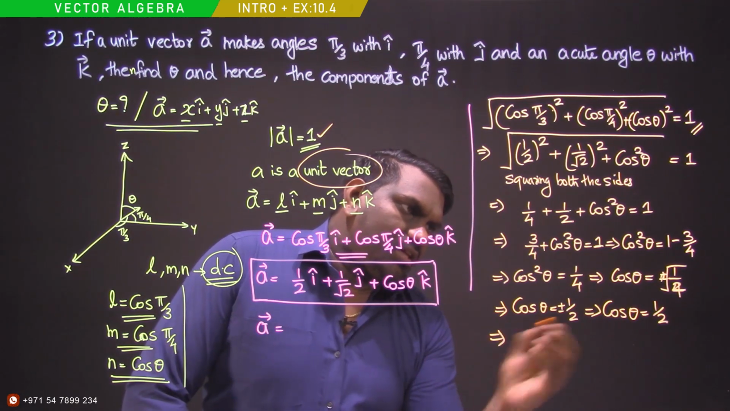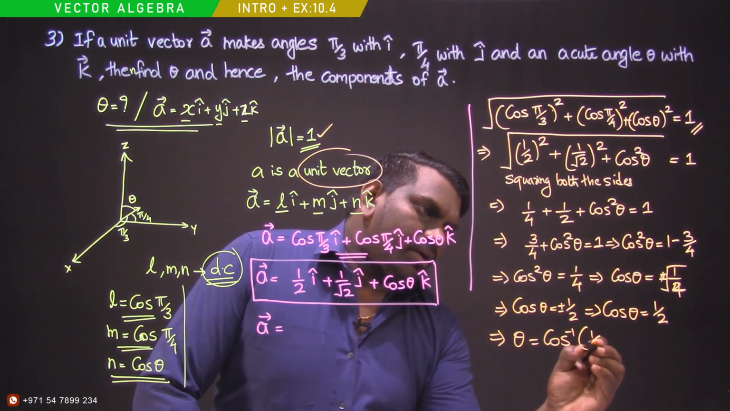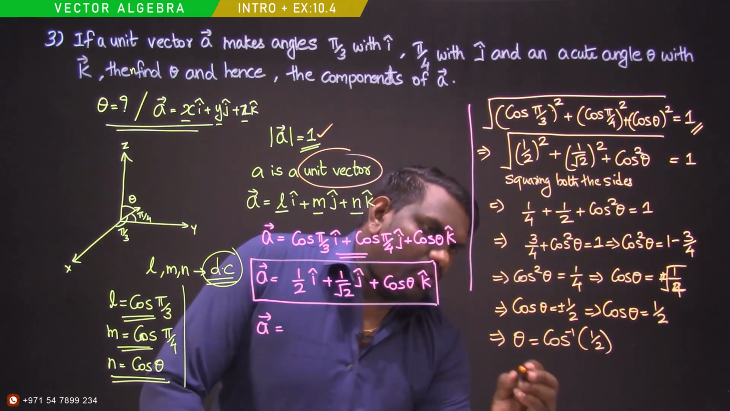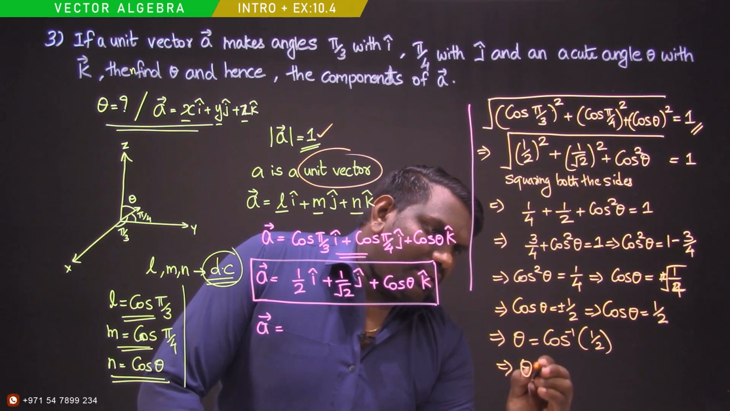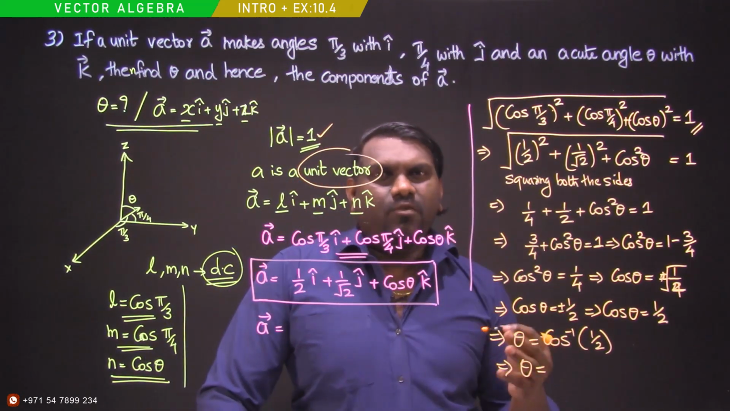So in that way, theta is equal to cos inverse 1/2. Cos inverse 1/2: theta is equal to, when is the value of cos 1/2?